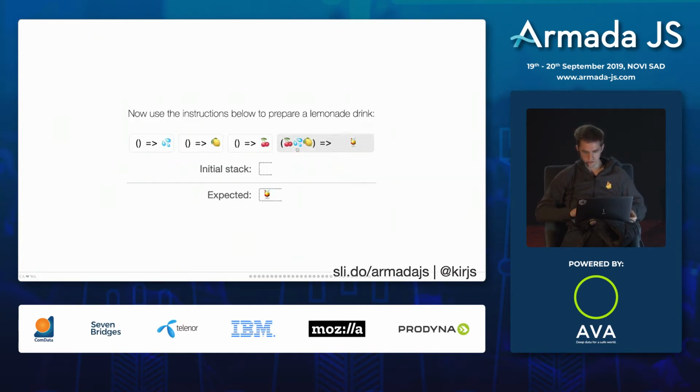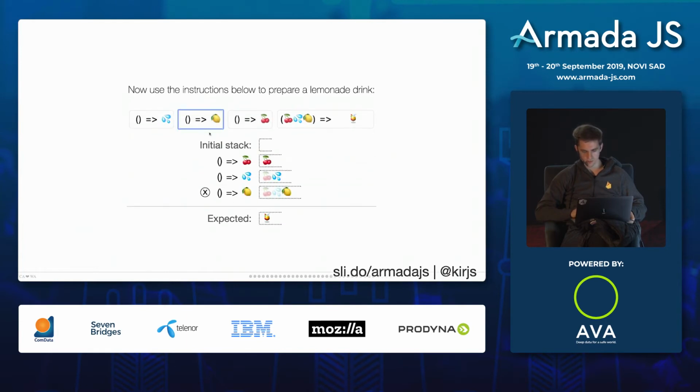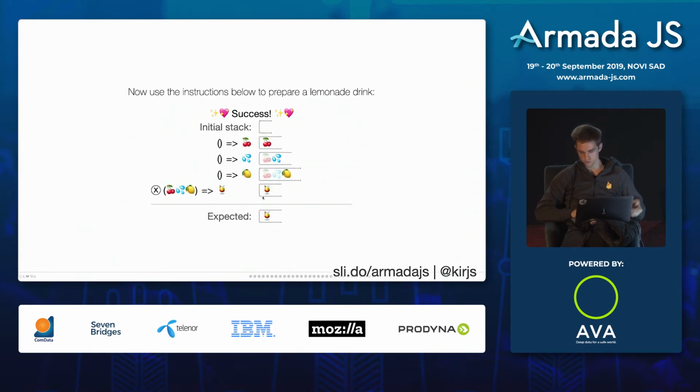Let's do an exercise. We're going to get this lemonade, which takes the following ingredients. The order is important, so I'm going to put cherry, water, and lemon, and then I run this function. Boom, I have lemonade. And this is pretty much what WebAssembly is about. You put 3 things, and then you run a function which takes 3 things, and you get another one as a result. And this is how our add function works.